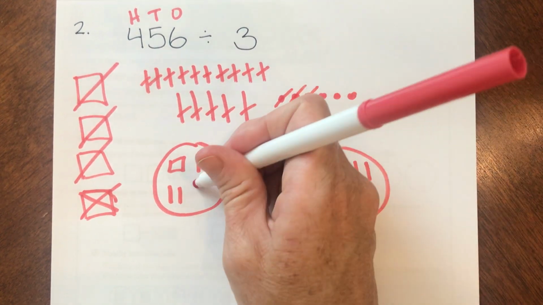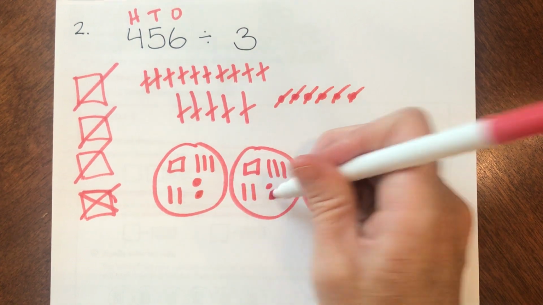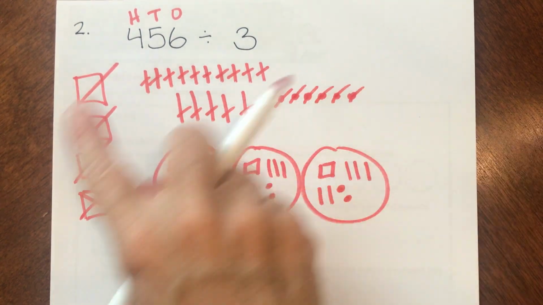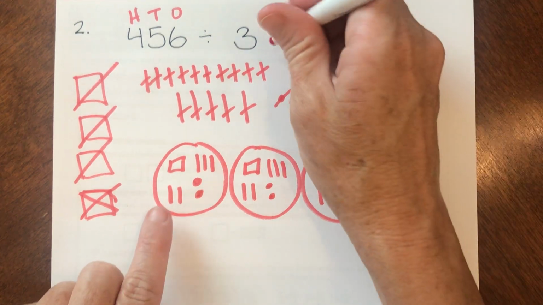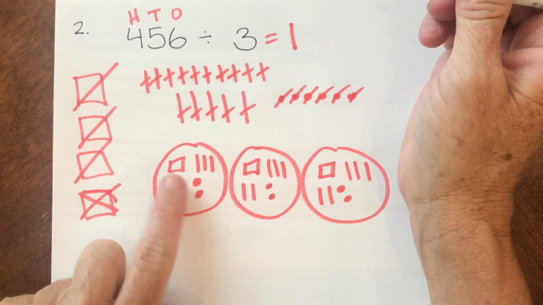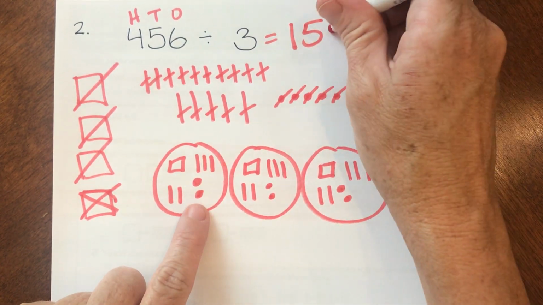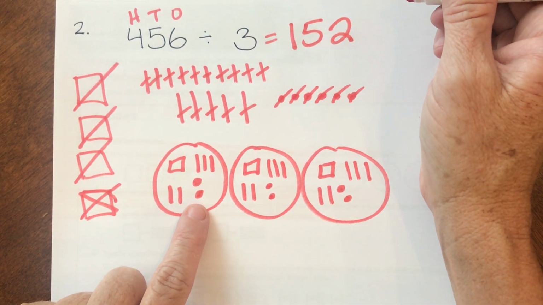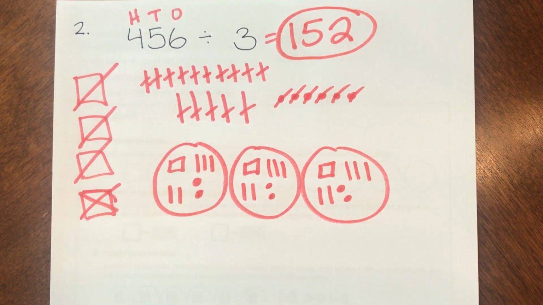1, 2, 3. Give everyone one. 1, 2, 3. Give everyone one. Okay, so all of my base 10 blocks got passed out evenly. What does each one have? Each one has 100 and 1, 2, 3, 4, 5 tens and 2 ones. So my quotient is 152.